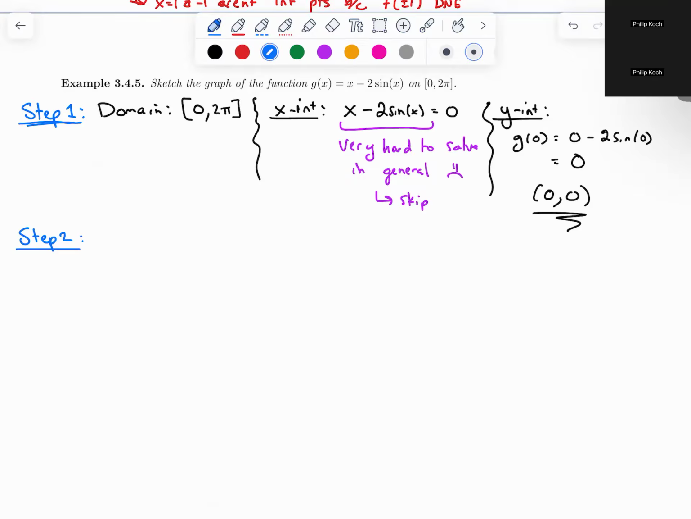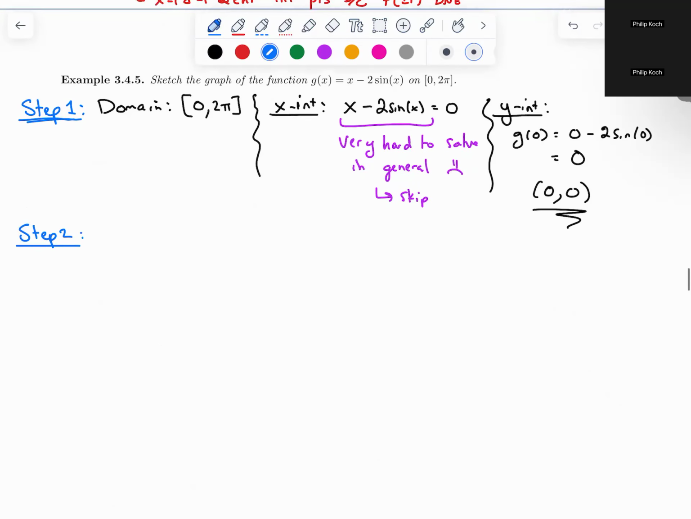And I really don't like writing, so I really hope you can understand this. Look at the function, glean whatever information you can from that, then work with its first derivative, use that for increasing and decreasing and relative extrema, and then work on the second derivative for concavity and inflection points. So that's the way I want you to work with this one.